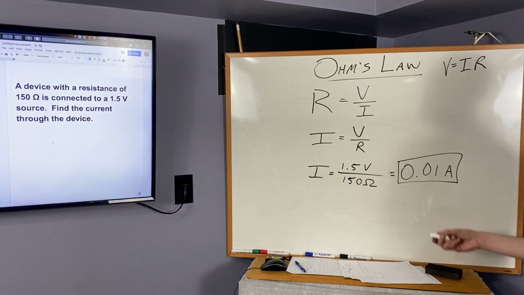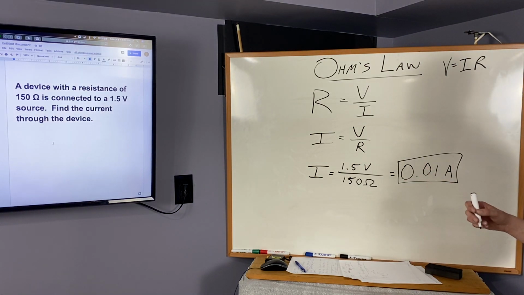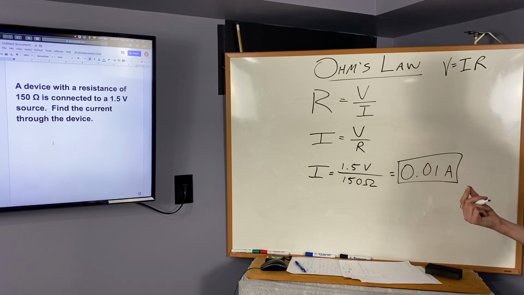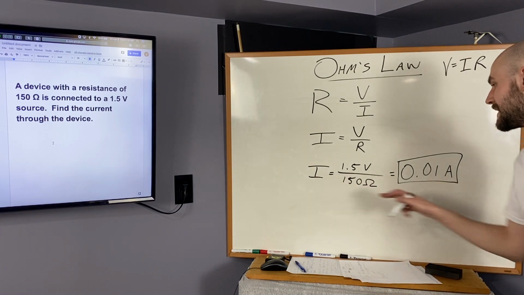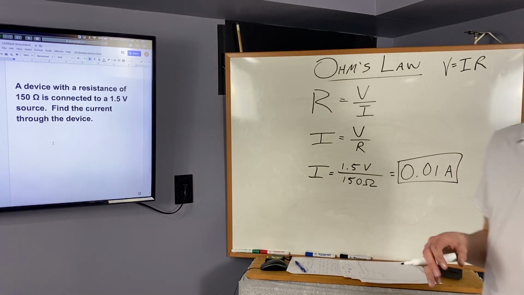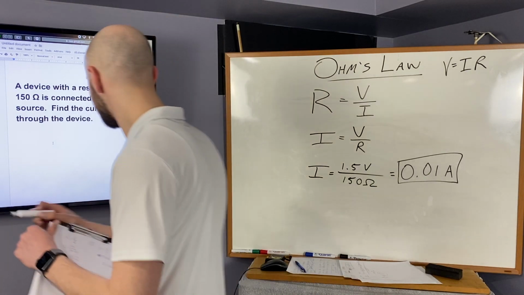If you build a circuit with a 1.5 volt source, which is the voltage of AA, AAA, C, and D batteries, and you put a 150 ohm resistor in that circuit, you will get 10 milliamps of current flowing through that circuit. All right, let's try another example.